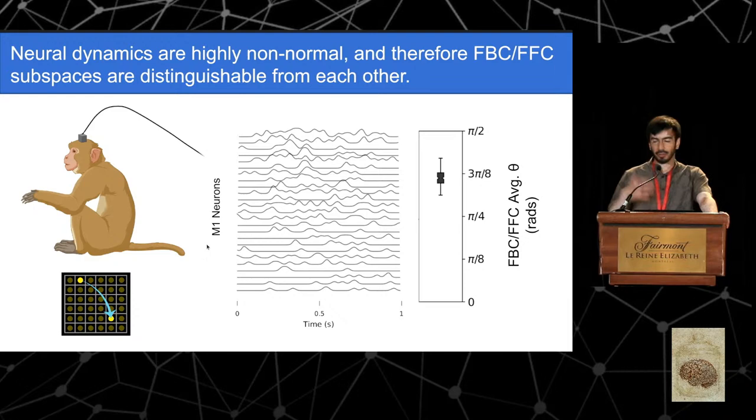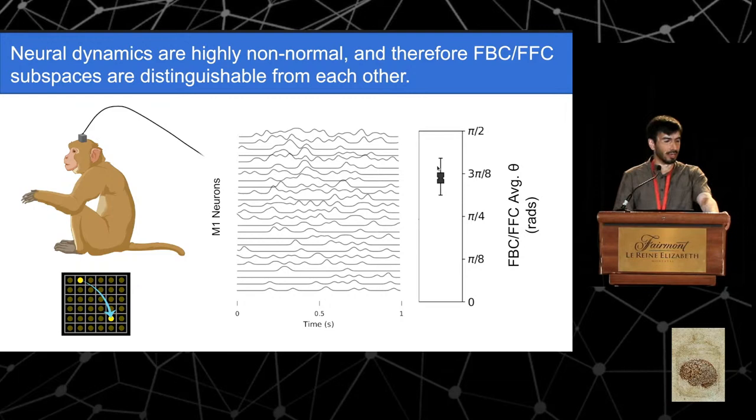And so the first thing we did was just fit linear dynamical system models to these data sets and found the corresponding A matrices to be strongly non-normal. And of course, there's prior work showing that motor cortex in particular should operate in this kind of non-normal regime. Correspondingly, we find the subspace angle between the feedforward and feedback controllable subspaces to be quite high, here about 3 pi over 8, where the spread is taken across recording sessions. And we found similar effects in somatosensory cortex.